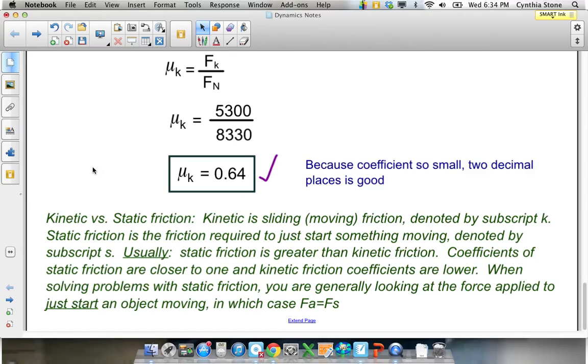Just a little aside here, the difference between kinetic and static friction. Kinetic is when you have something sliding. Static is, as I said earlier, when you're just getting something going. You can pause this to write this down. I think all these details are pretty easy. Static friction is greater than kinetic. Coefficients of static are greater than kinetic. You know when to use static if the question says to just start. That's sort of your trigger.